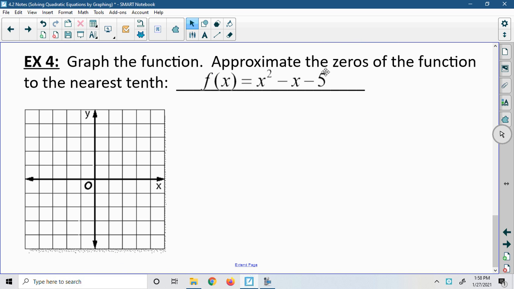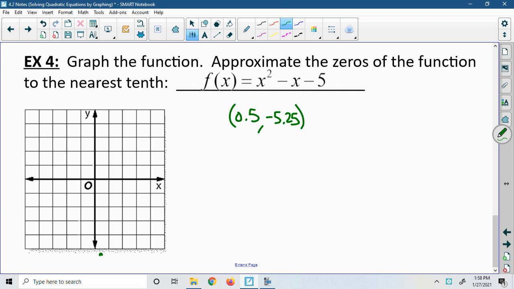Last thing, approximate the zeros of the function. I wonder why it says approximate and not solve. Let's see. Just to save a little time on the video, I did my -b over 2a and I got 0.5 when I did that. I plugged that in, and for the y coordinate I got -5.25. So there's the vertex. I'm going to draw the axis of symmetry heading down through the vertex.